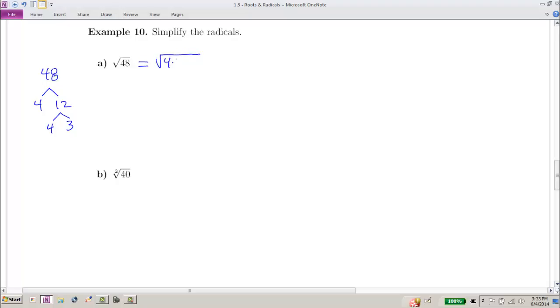So we've got 4 times 4 times 3, or the square root of 16 times 3. And I'm writing it this way to use that property that says when we have a product inside, we can split up that radical. So I'm going to split this up as the square root of 16 times the square root of 3, and 16 is a perfect square. Square root of 16 is 4. So this simplifies to 4 times the square root of 3.